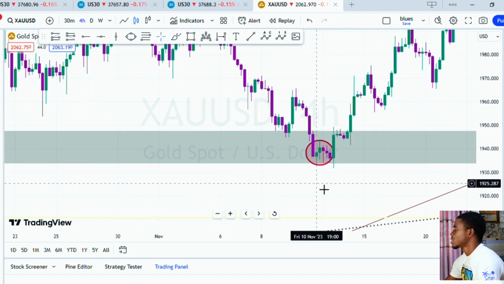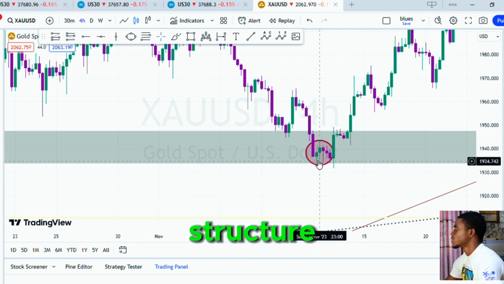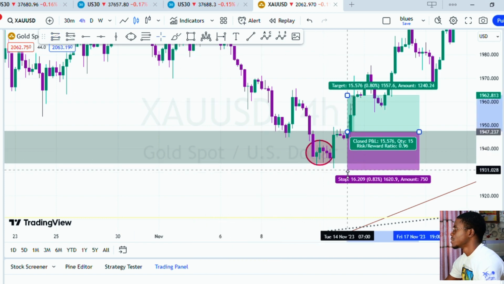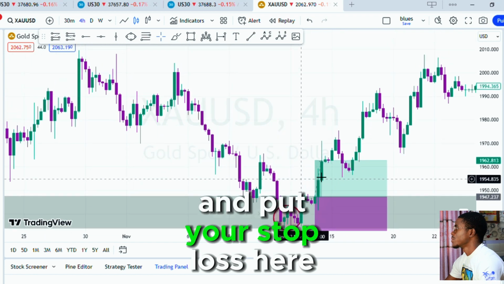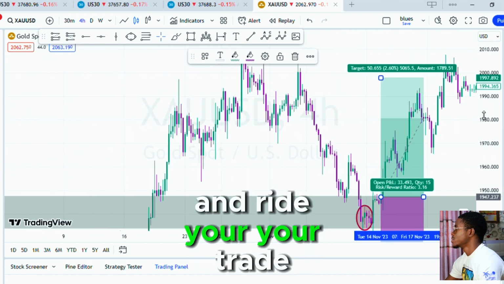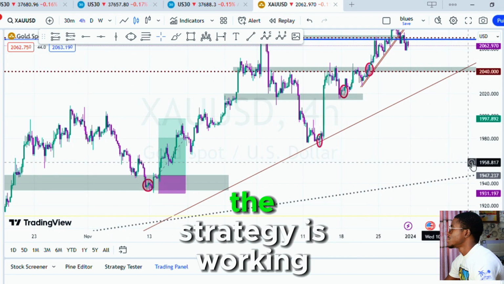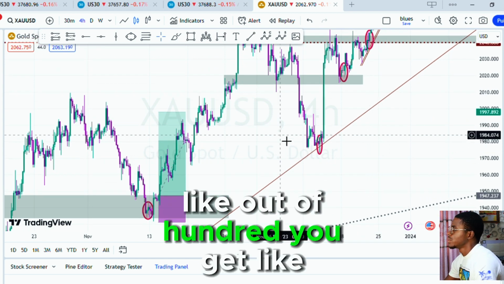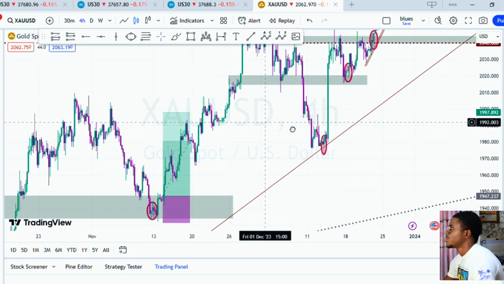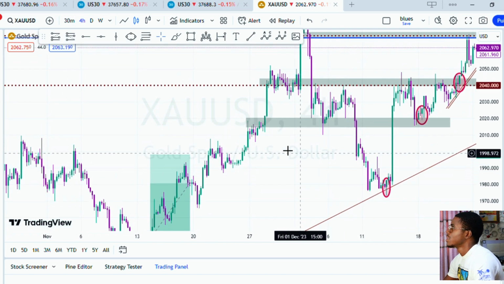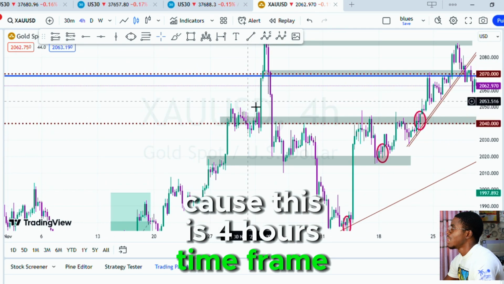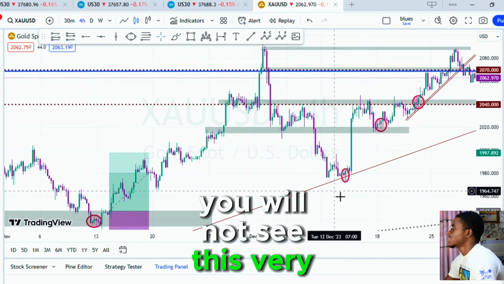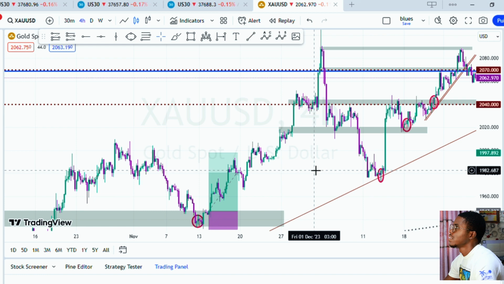As you just see this candle, you just wait for break of structure. The right place to enter this trade is just here after this candle, and put your stop loss here and ride your trade. The strategy is working. Like out of 100, you get like 90%, but the problem here is patience, because this is 4 hours time frame. At least sometimes 1 week, 2 weeks, you will not see this very clean signal.